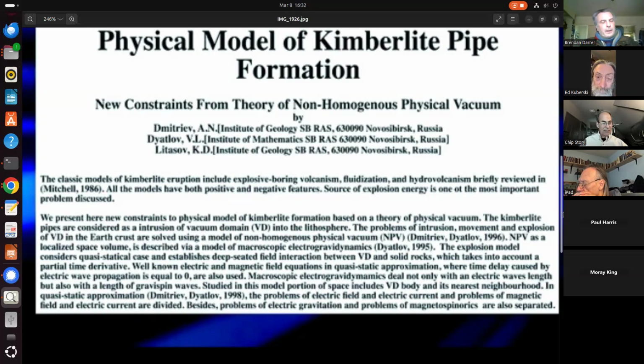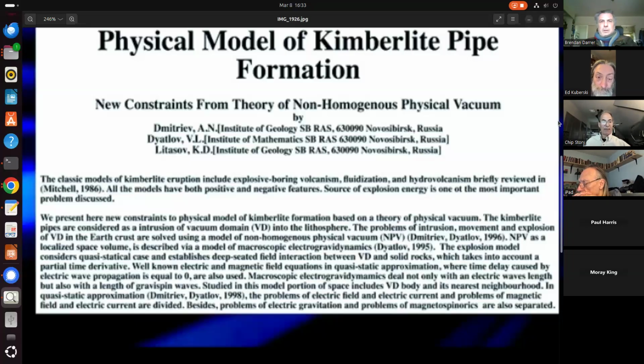NPV as a localized space volume is described via a model of macroscopic electrogravidynamics by Dyatlov, 1995. The explosion model considers a quasi-statistical case and establishes a deep-seated field interaction between the VD and solid rocks, which takes into account a partial time derivative.